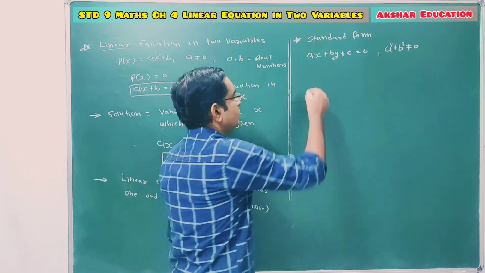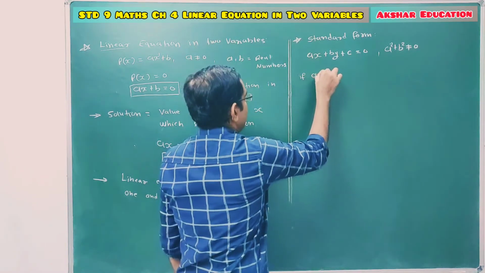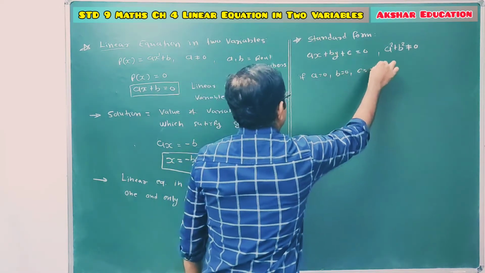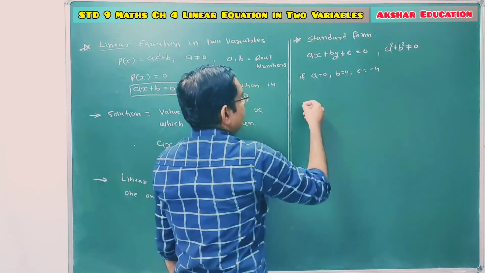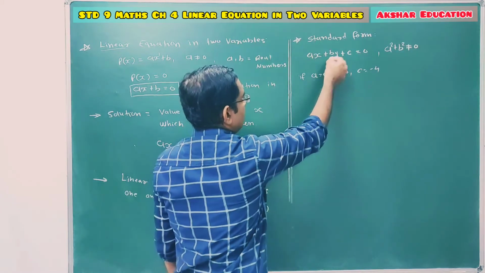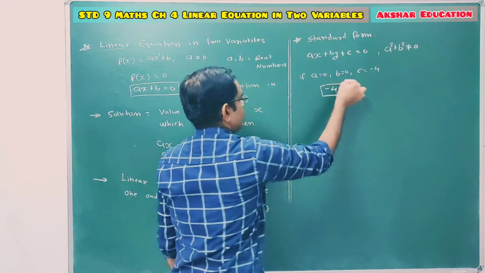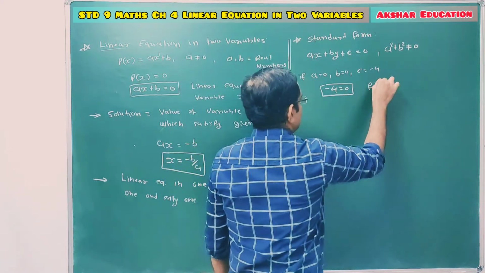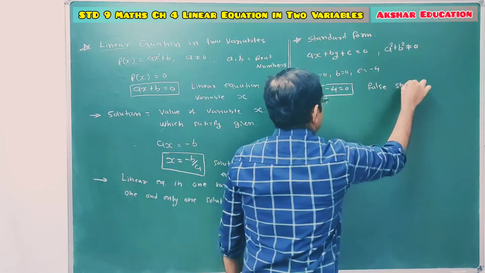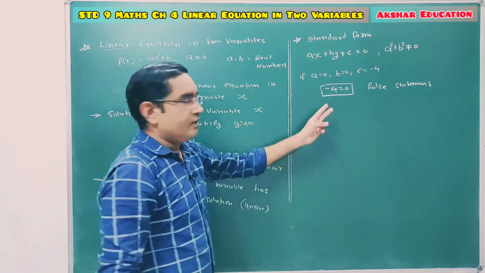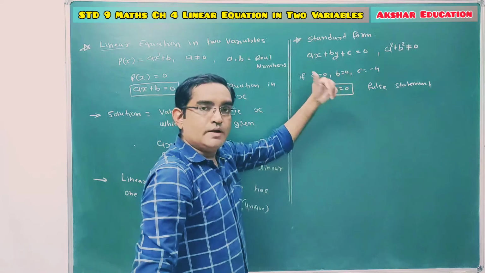Why? Suppose we take a equal to 0, b equal to 0, and c equal to minus 4. So can we write any equation? It's 0x plus 0y plus, minus 4 equal to 0. So this is a false statement. Clear now? And that's why we can't take the values of a and b simultaneously 0.